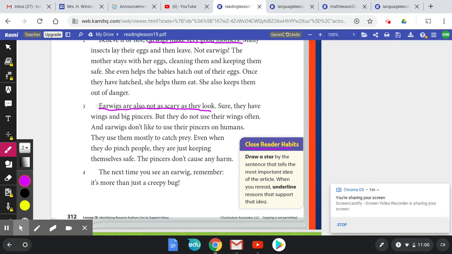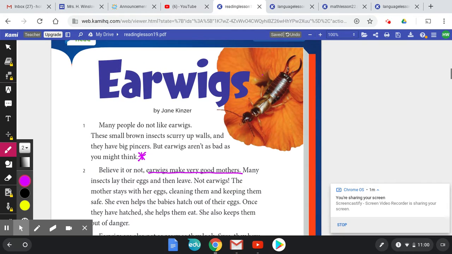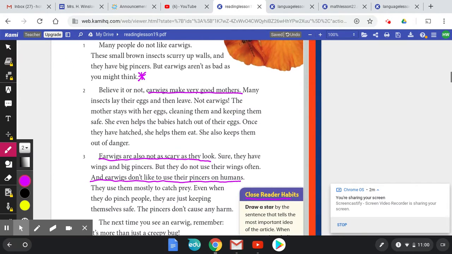Well, that's good. And in the same paragraph, if you go down another 2 lines, it says, and earwigs don't like to use their pinchers on humans. That makes me feel even much better. How about you, looking at those pinchers up here that they have? Makes me a little nervous.